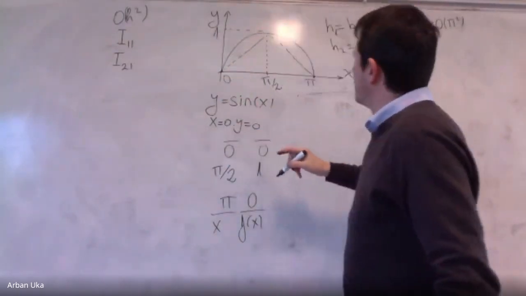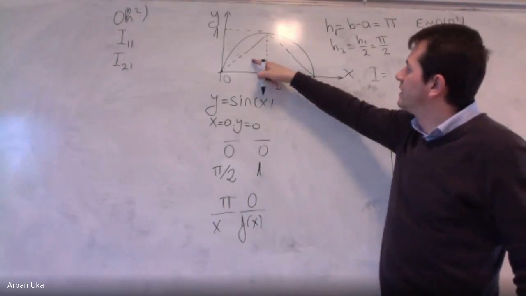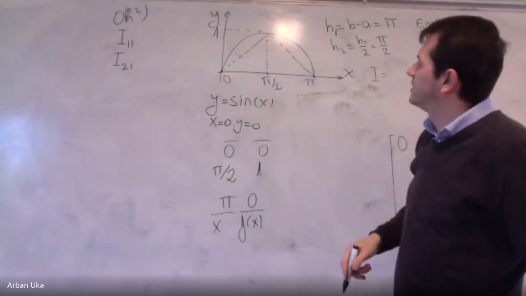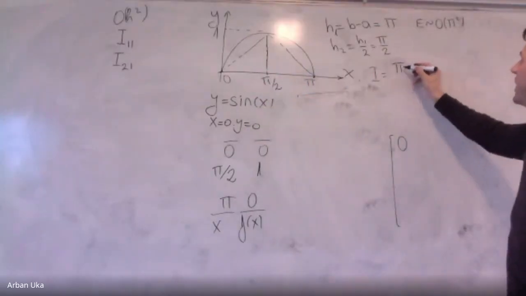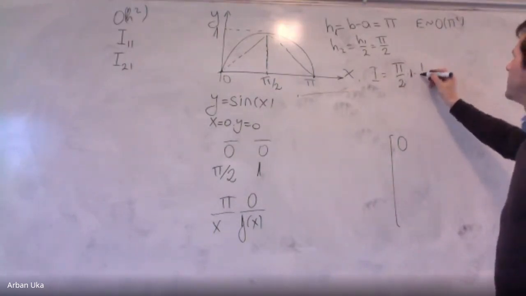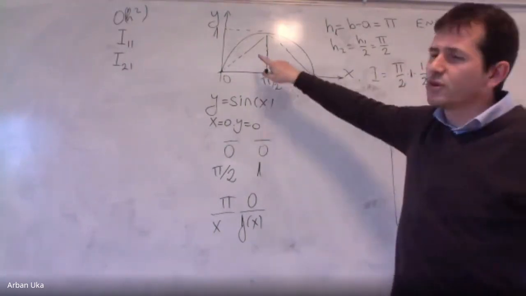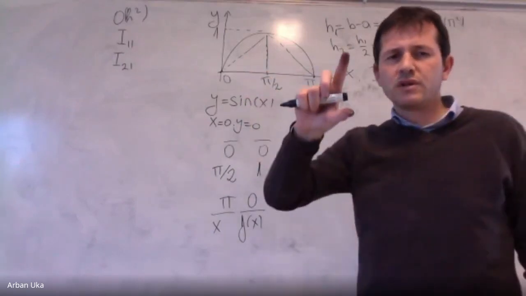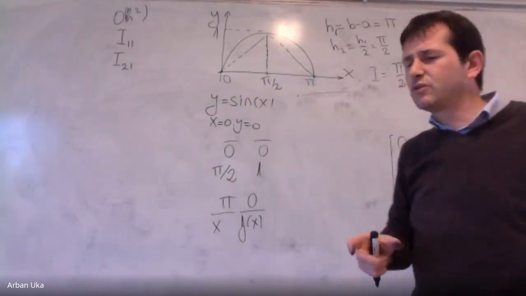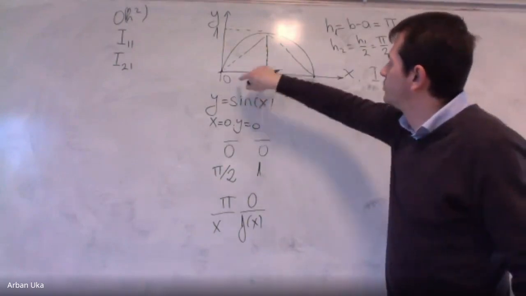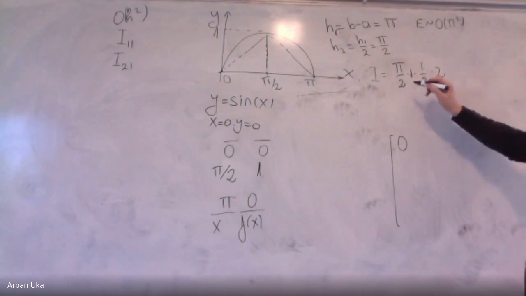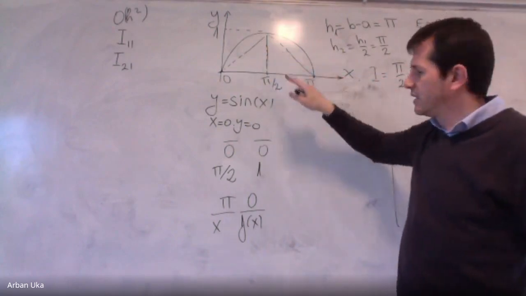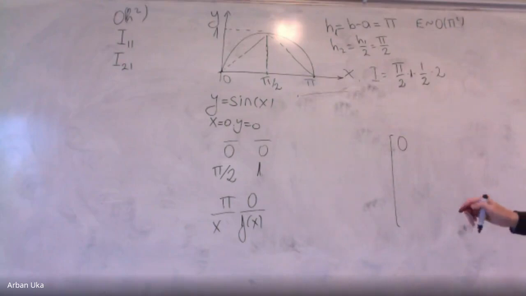This is 1. Pi over 2 is the complete base, right? Because this triangle has a base of pi over 2, and this is pi over 2. So we get pi over 2 times 1 over 2, because the area of a triangle is one side times the other divided by 2, right? So we get pi over 2 times 1 divided by 2. But we multiply by 2 again because we have two similar triangles, right? So you are correct. This is pi over 2.